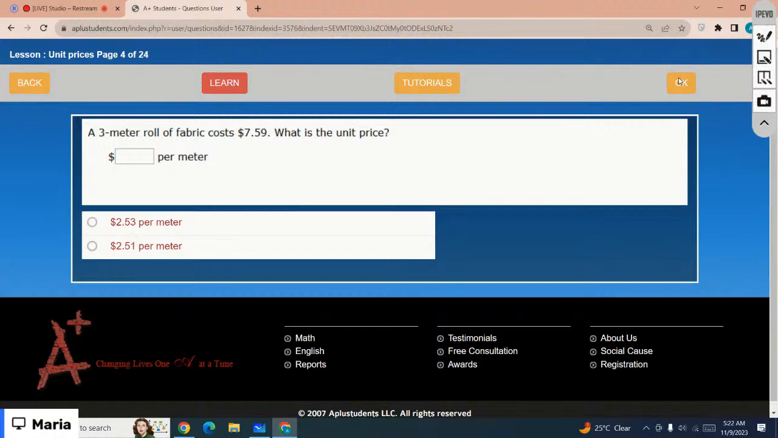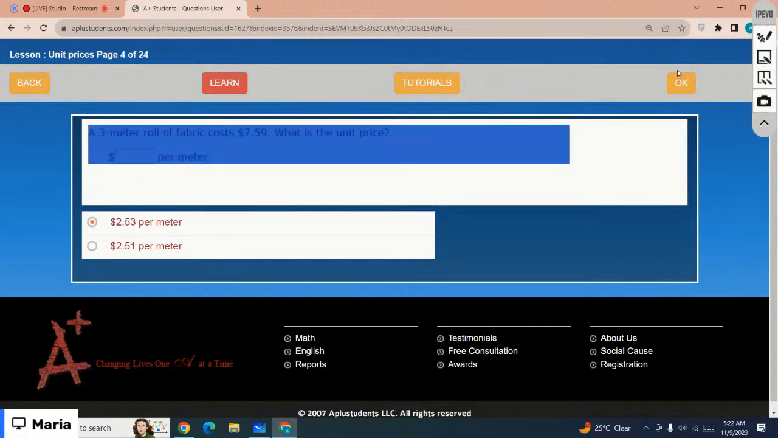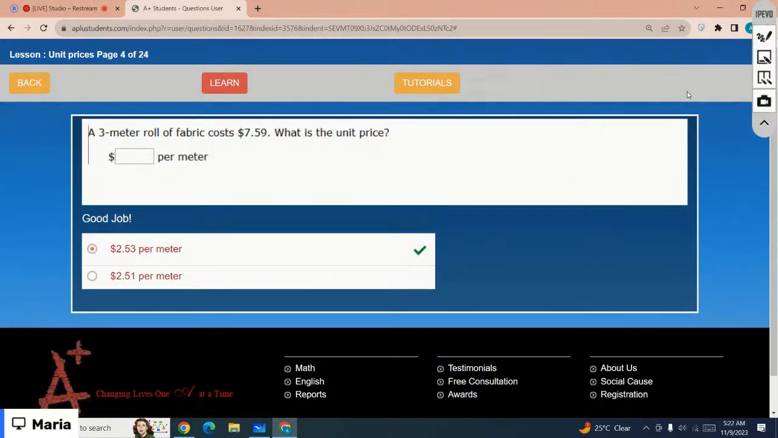The correct option is, yes, that is 2.53 per meter. Very good. Option number 1 is the correct option, right? You have to divide 7.59 by 3 to calculate the unit price. Got it? That is 2.53 per meter.